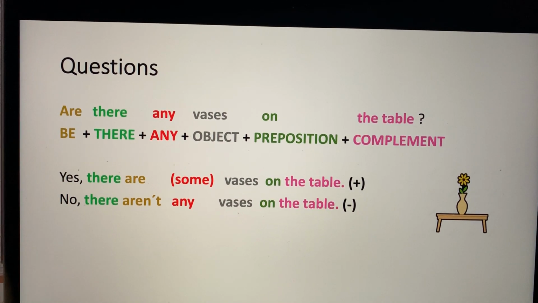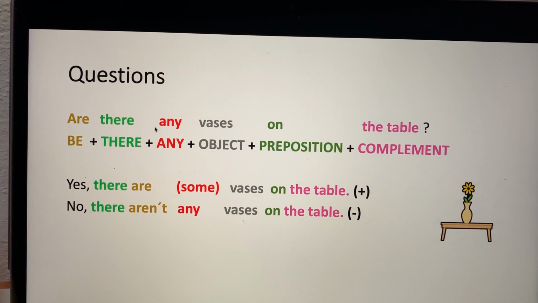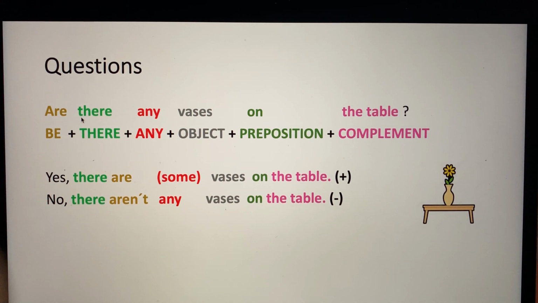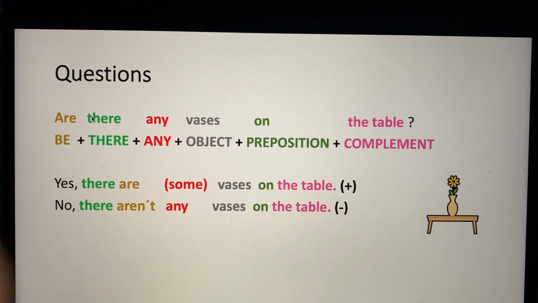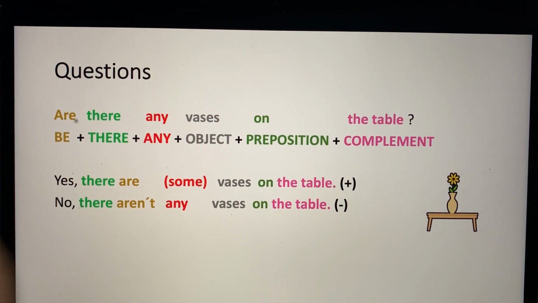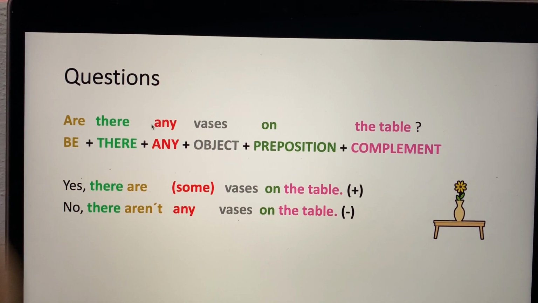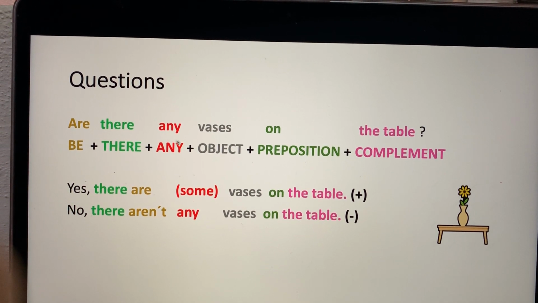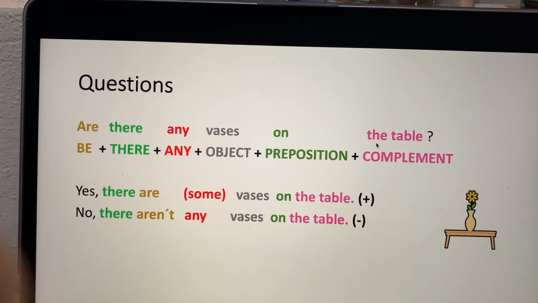The question here in plural, sorry. You can see, are there any vases on the table? Verb to be are, plural. There, any, we use any in plural. Vases on the table. Are there any vases on the table?